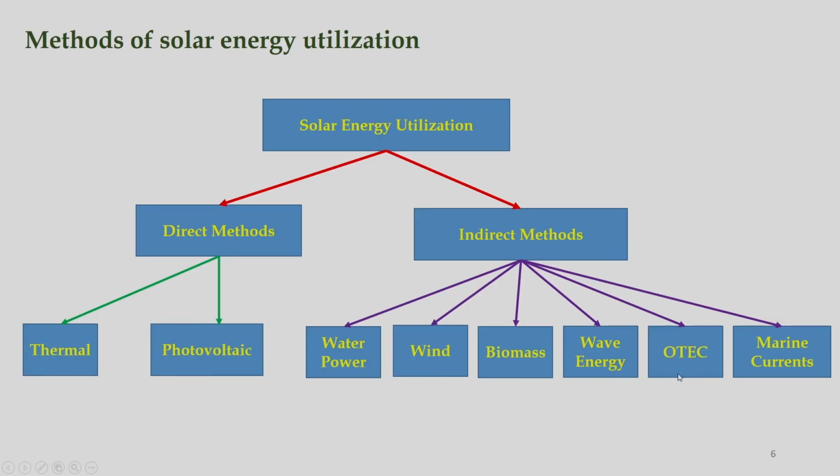Here, the temperature difference between the surface and a depth of maybe 1 kilometer, if it is more than 20 degrees C, then OTEC can be installed and power can be generated. Of course, we can also have marine currents to generate electricity. In this course we will primarily focus on thermal and photovoltaic conversion systems in detail. Since this is an outline of the course, we will introduce all the components very briefly in this presentation.